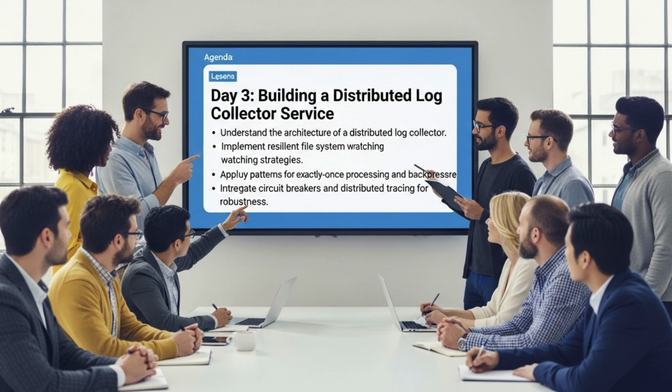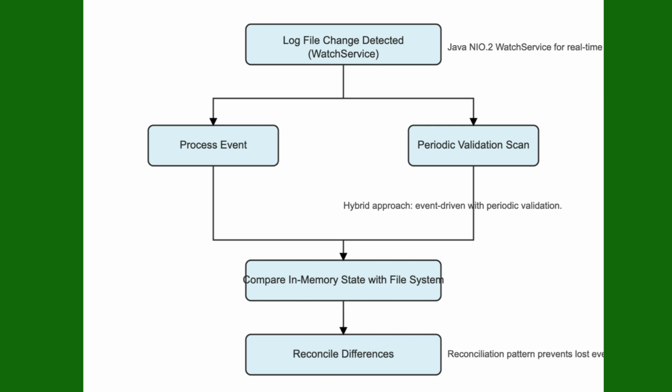The first critical step in any log collection pipeline is knowing when and where new log data appears. Traditional methods of periodic file scanning are inefficient and introduce unacceptable latency. Our solution leverages Java NIO2 watch service, which provides real-time event-driven detection of log file changes. This means we're instantly notified when a new log entry is written. However, relying solely on events can be risky. High I/O scenarios might cause events to be lost.